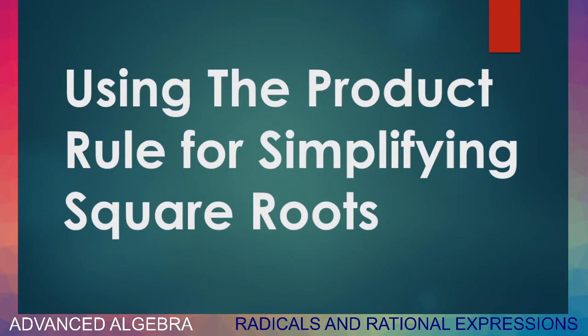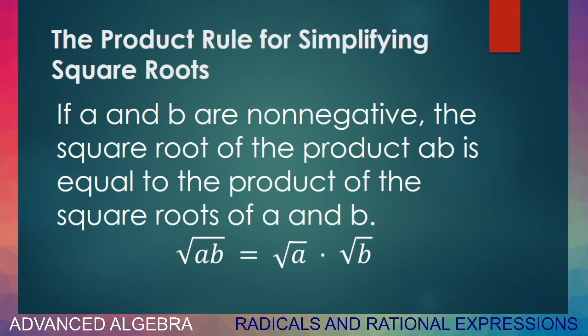So ano yan? So the product rule for simplifying square root. So if a and b are non-negative numbers, so the square root of the product a and b is equal to the product of the square roots of a and b. So the square root of a times b is equals to the square root of a times the square root of b. So ito yung sinasabi ko sa inyo kanina.